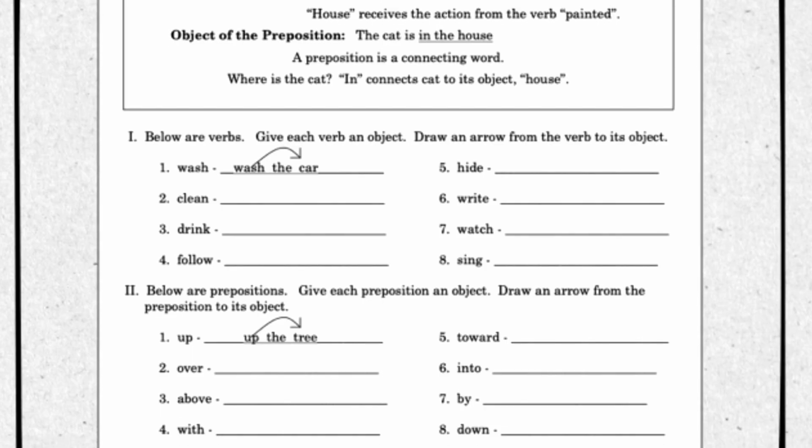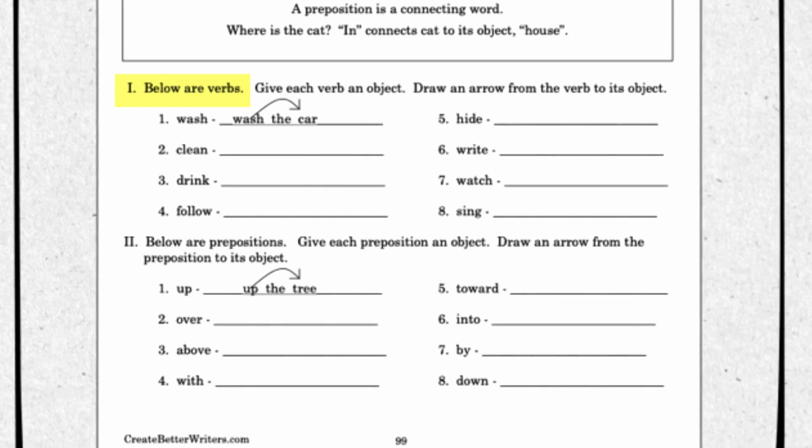Then the worksheet at the bottom, you can see them practicing verbs. So if we wash the car would be the object of the verb. Clean the room is the object of the verb clean. And then at the bottom, they'll work on prepositions. They'll use the prepositions in a phrase. So they're also learning that prepositions are always, always, always used in a phrase. And this is why you don't end a sentence in a preposition, because then you're not using it in a phrase and it's not a preposition.